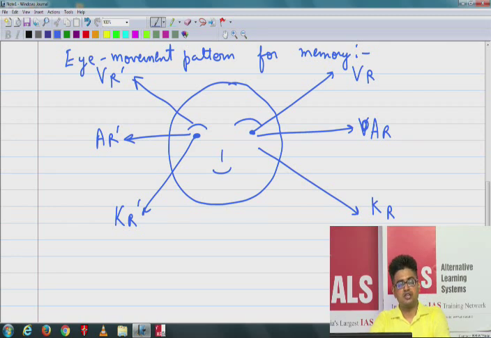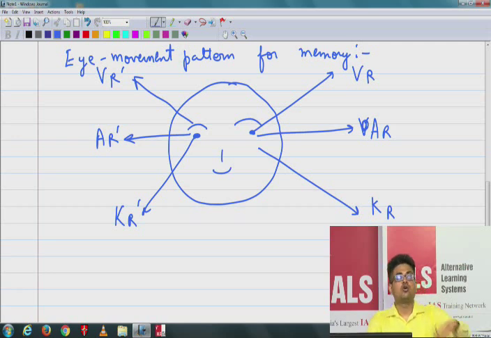But if you want to learn something better and faster, if you want to remember a diagram, 80% of people should close their eyes, or if they want to, keep your eyes open but move your eyes in the left-hand direction on the upper side, okay? So that is called VR dash.